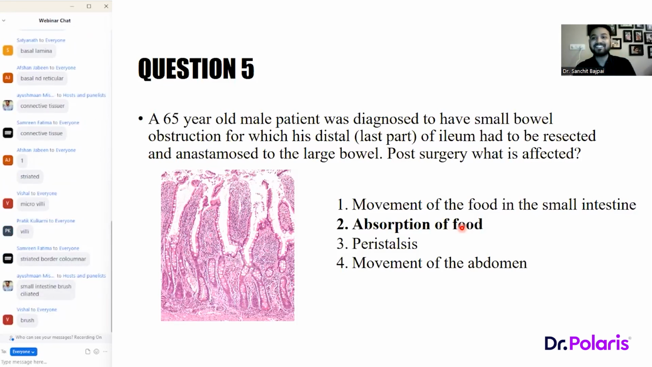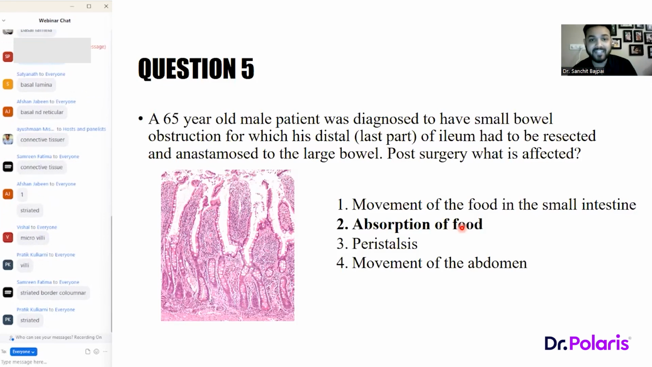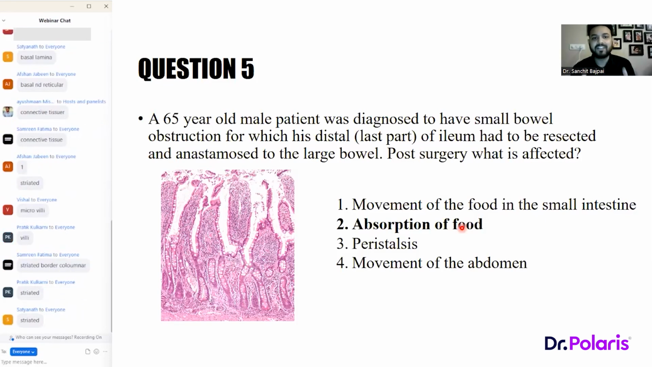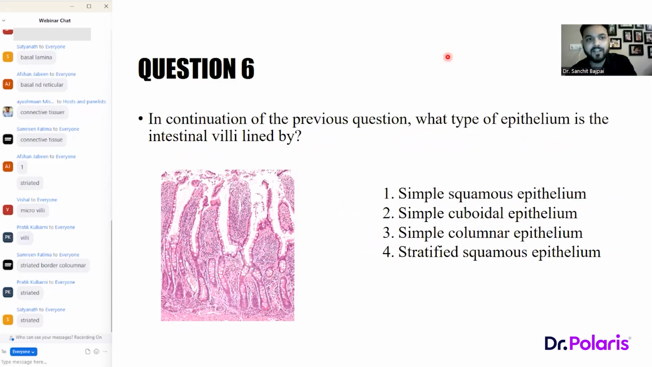I'm so happy that students have actually understood, and finally you have your answers, right? So the small intestine is lined by brush border columnar epithelium, and that is the reason absorption of food is not happening in this particular patient. Because of that small bowel obstruction, you have to resect that out and join the large intestine back to the remaining segment. Okay, fine, great. Now we move on to another scenario.